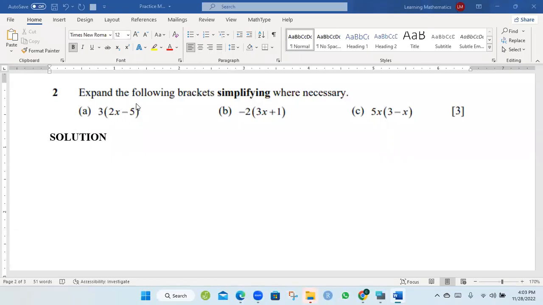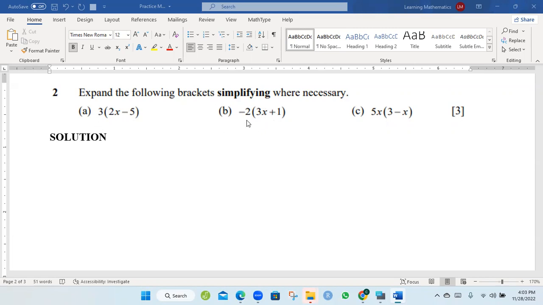So here we have to expand the following brackets and simplify where necessary. Expand means to multiply. So the number that is outside of the bracket, we have to multiply to each and every term in the bracket. They call that distribution. Distribution in arithmetic, in algebra, means to multiply. We're going to distribute 3.